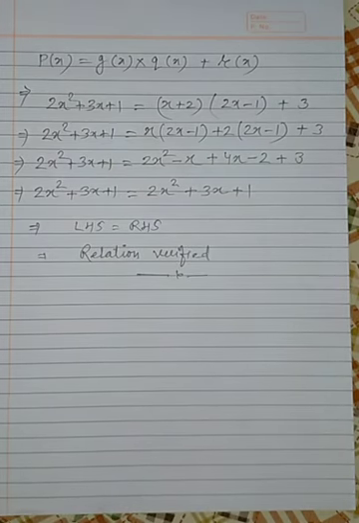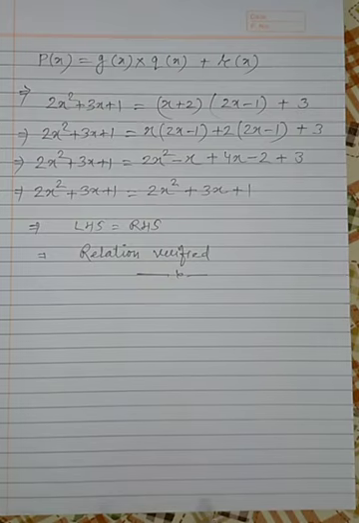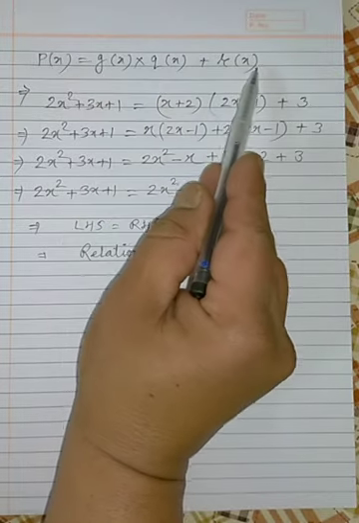Okay, so this way we can divide a polynomial by another polynomial, and after receiving quotient and remainder, we can verify this relation of p(x) is equal to g(x) into q(x) plus r(x).